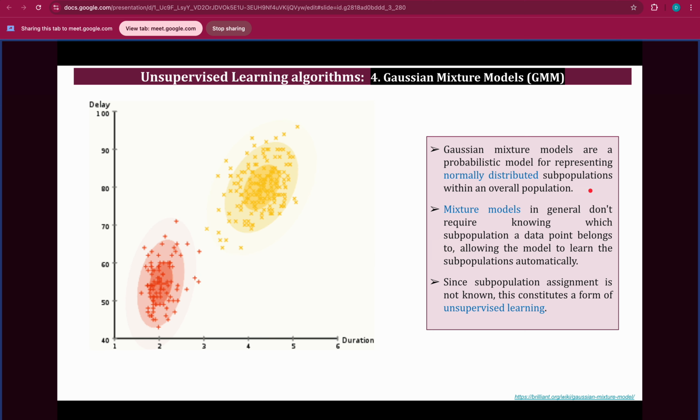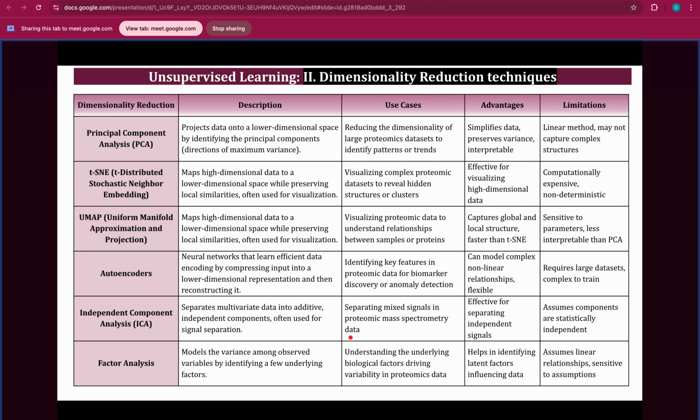So that is one of the advantages, and it assumes that there is a normal distribution of the subpopulations, and mixture models in general don't require knowing which subpopulation a data point belongs to, which allows the models to learn. Yeah, so that is the advantage of the Gaussian mixture model.